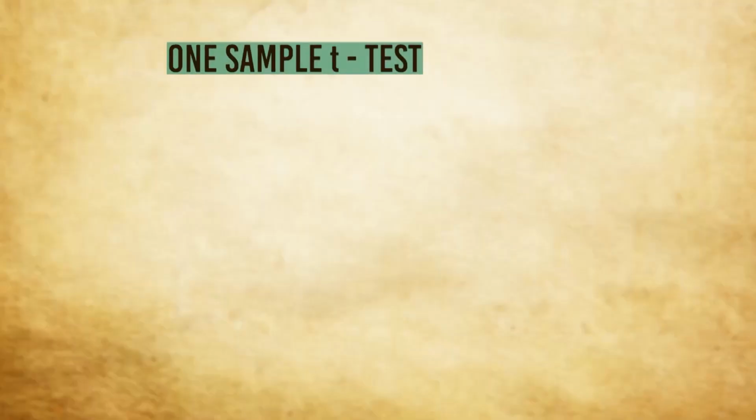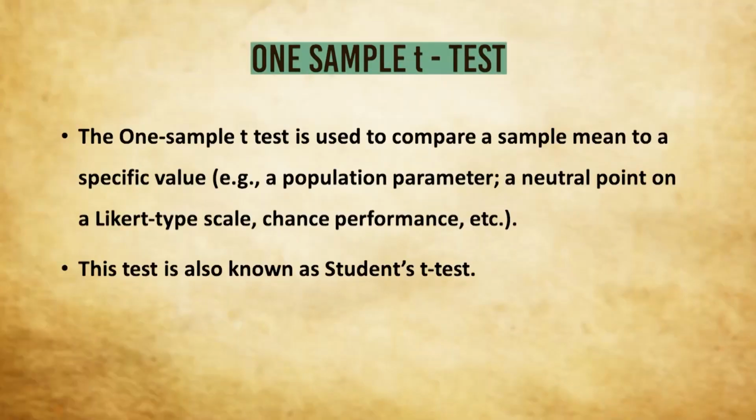So we come to a one-sample t-test. The one-sample t-test is used to compare a sample mean to a specific value, that is the population parameter. It may be a neutral point on a Likert type scale, chance performance, and so on. So basically, the objectives of z-test and t-test are the same, but there is a difference in terms of population standard deviation. Here the population standard deviation is unknown. This test is also known as student's t-test.